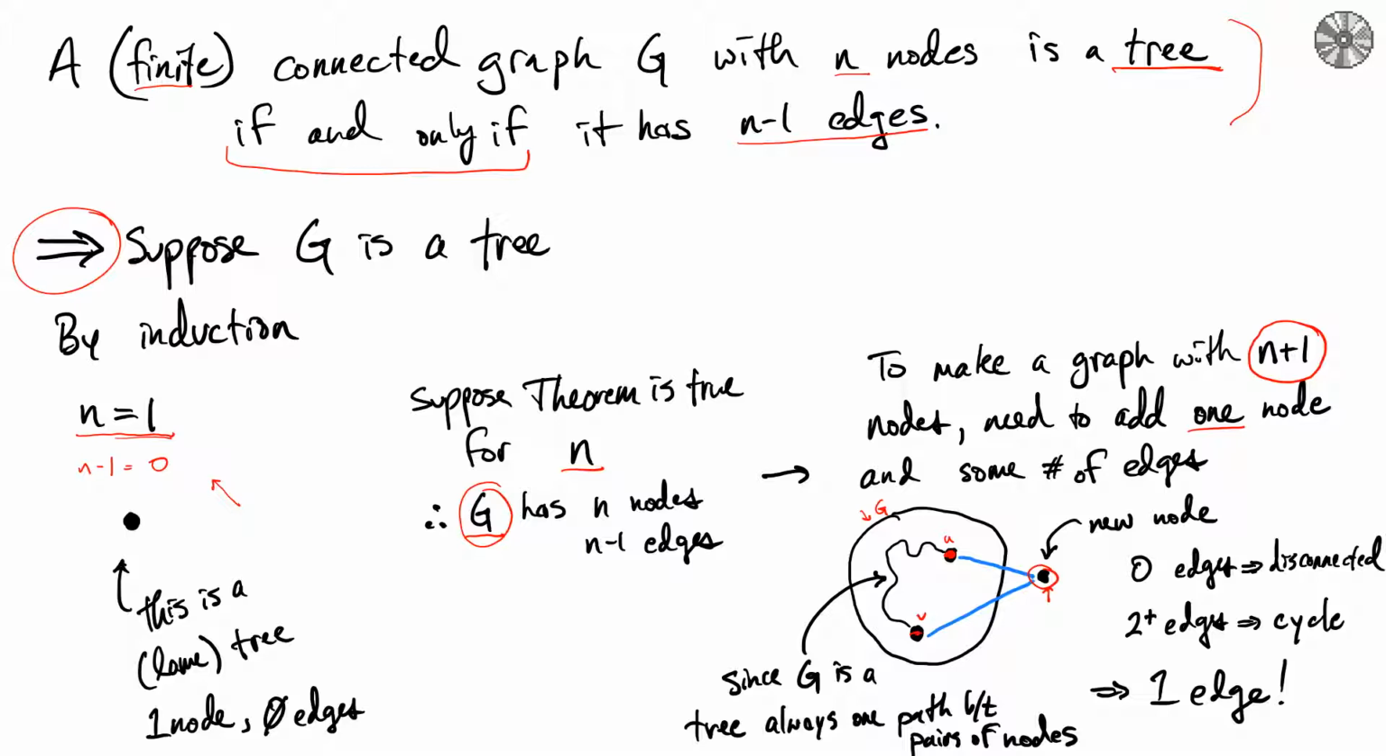So what that means is we can't have 0 edges to make it a tree, and we can't have more than 1 edge to have a tree. So we must have exactly 1 edge added, which means that the number of edges is going to be n-1, which is what we had, plus 1, which would just be n. And so we have n edges and we have n+1 nodes, and so that means that this theorem is indeed still true.